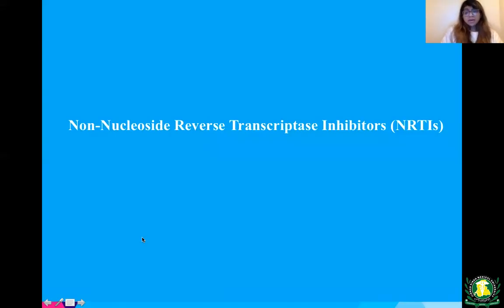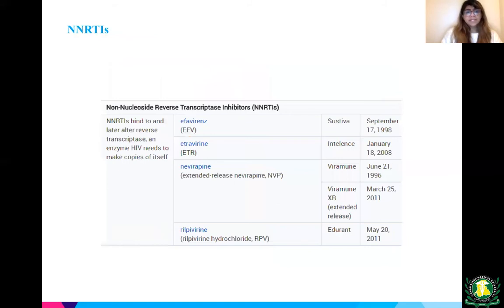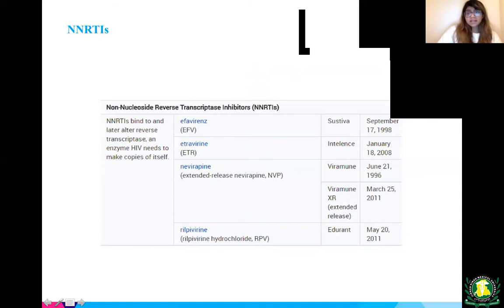So moving on to the next class, the non-nucleoside reverse transcriptase inhibitors. So this is NNRTIs. It's a second class. We had the NRTIs first, and now we have the NNRTIs. Okay, so again, it's the same mechanism that we saw with the NRTI. So you're blocking the conversion of HIV RNA to HIV DNA by blocking the reverse transcriptase.